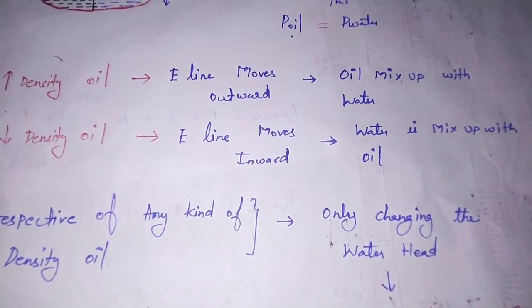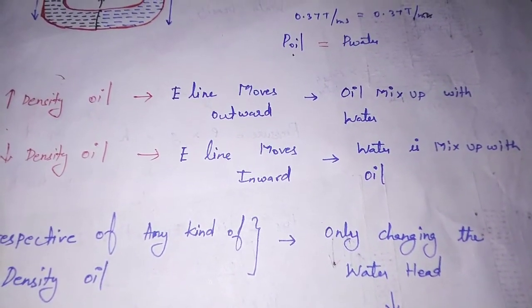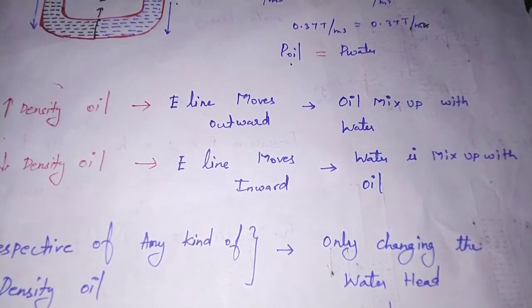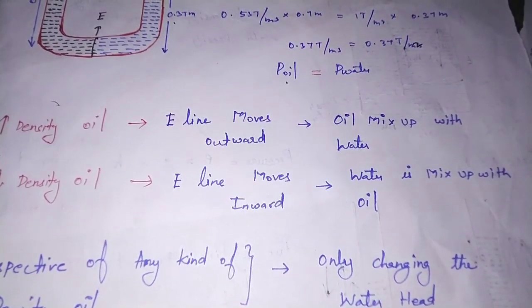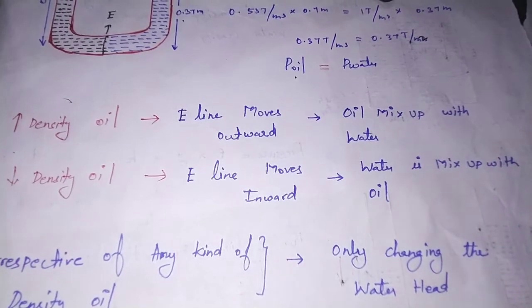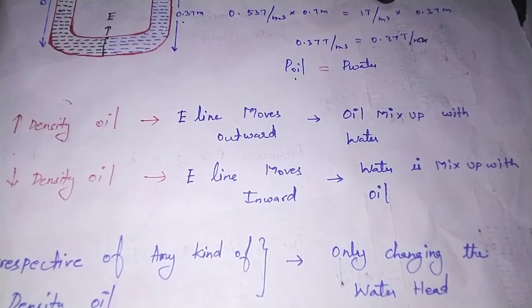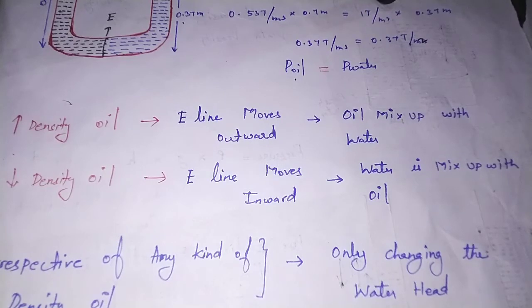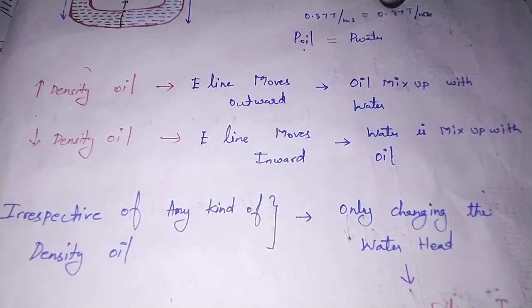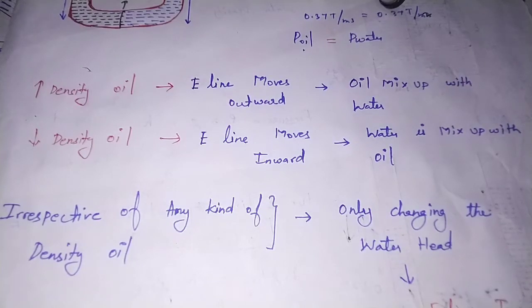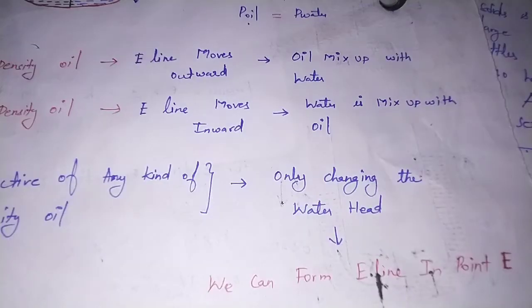So finally, we can conclude from the three cases. If the density of oil is increased, E line moves outward and oil mixes up with water. The second conclusion is, if the density of oil decreases, E line moves inward and water is mixed up with oil. And the third conclusion is, irrespective of the kind of oil density, higher or lower, if any kind of oil is used in the purifier, we only change the water head. By increasing or decreasing the water head, we can form the E line at point E.